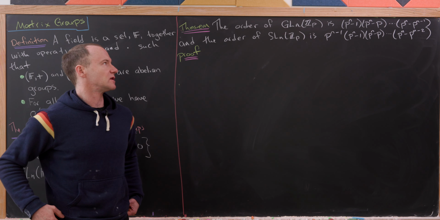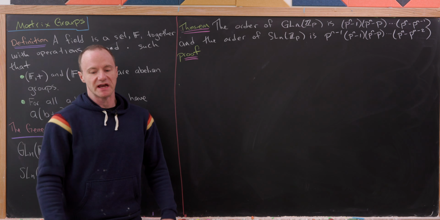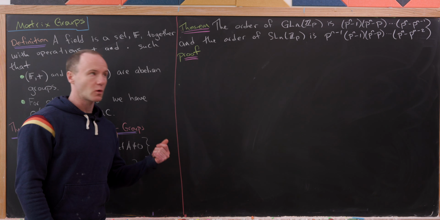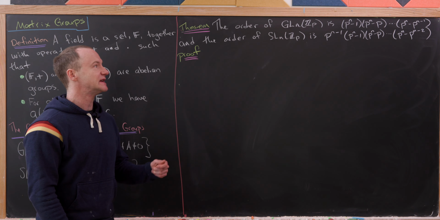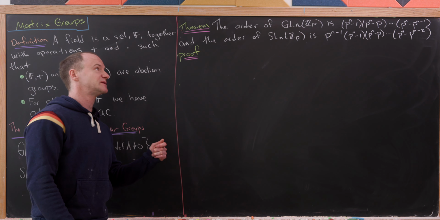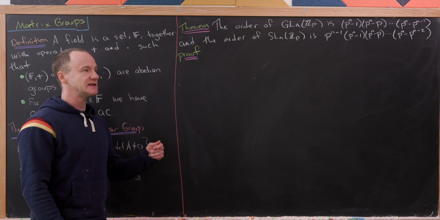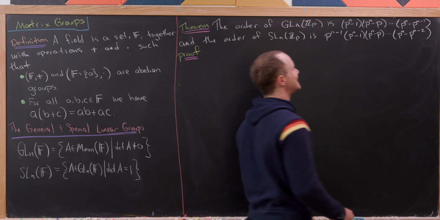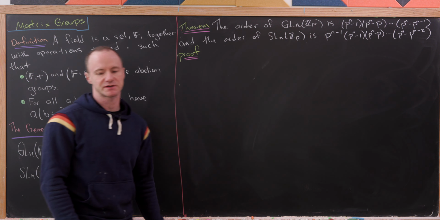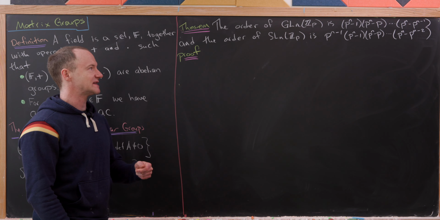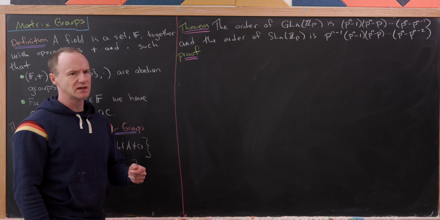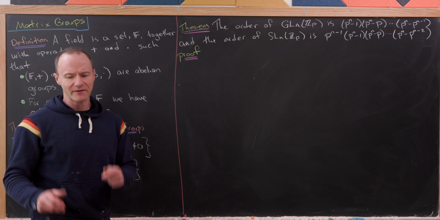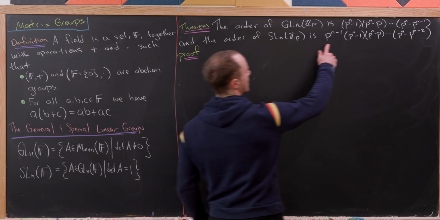Okay, the first result we're going to look at has to do with the order of GLNZP and SLNZP. And so we'll show that the order of GLNZP is (p^n - 1) times (p^n - p) times (p^n - p^2), multiplied all the way up to (p^n - p^(n-1)). And then the order of SLNZP is actually the order of GLN divided by p - 1.